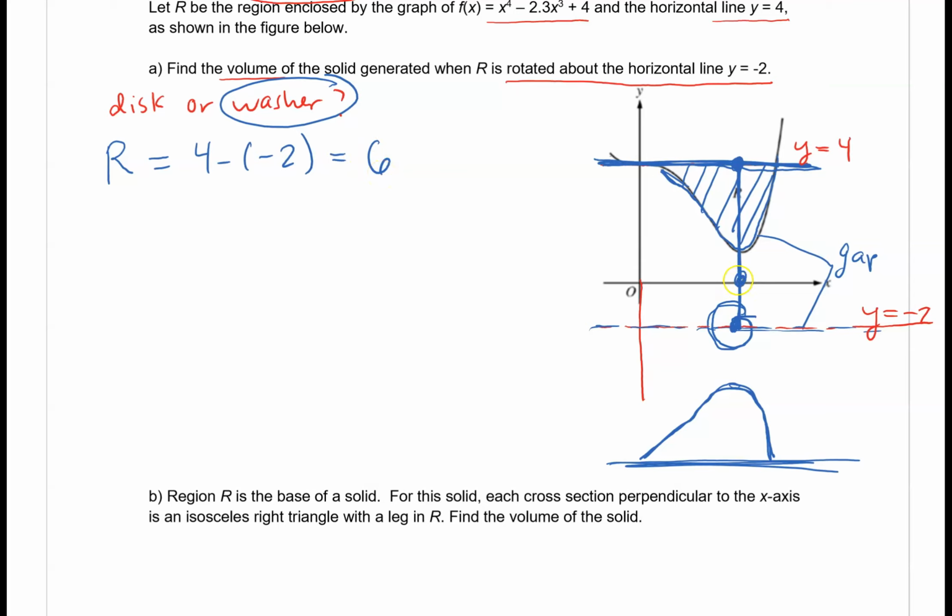You can see that the distance from the x-axis to the line y equals 4 would be 4. And essentially we're adding this distance from the x-axis to the line y equals -2, which is 2. We're basically adding that up to say that my longer radius is going to be 6. So in this particular situation, because the outer boundary of my region was linear, or horizontal I should say, the radius between it and my axis of revolution is constant.